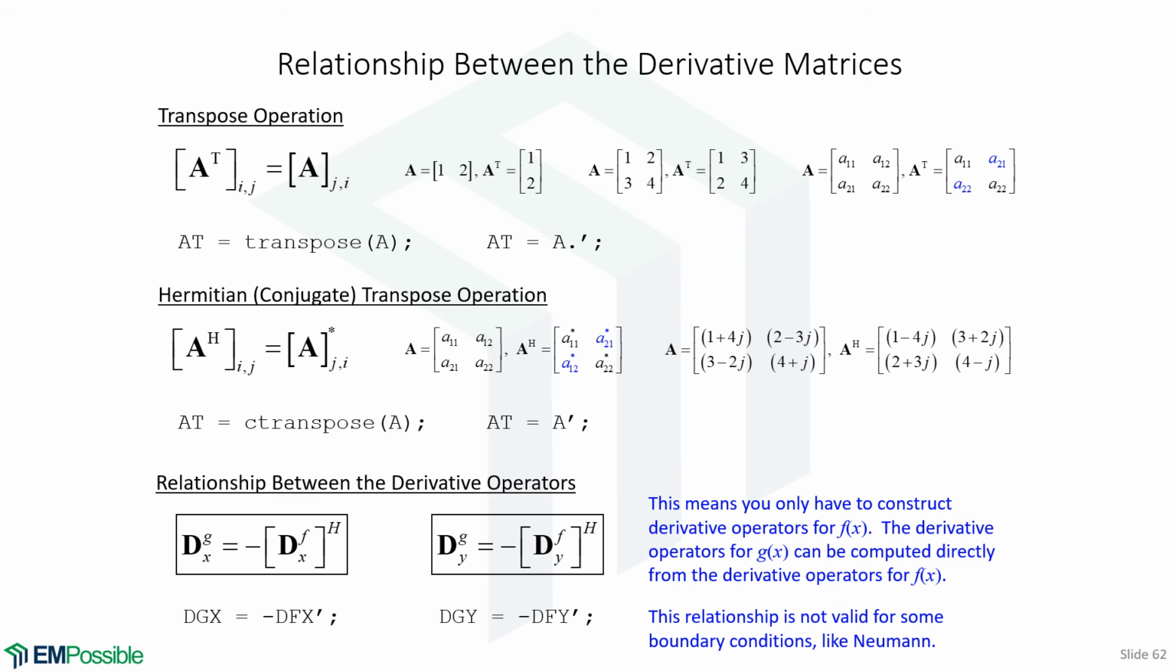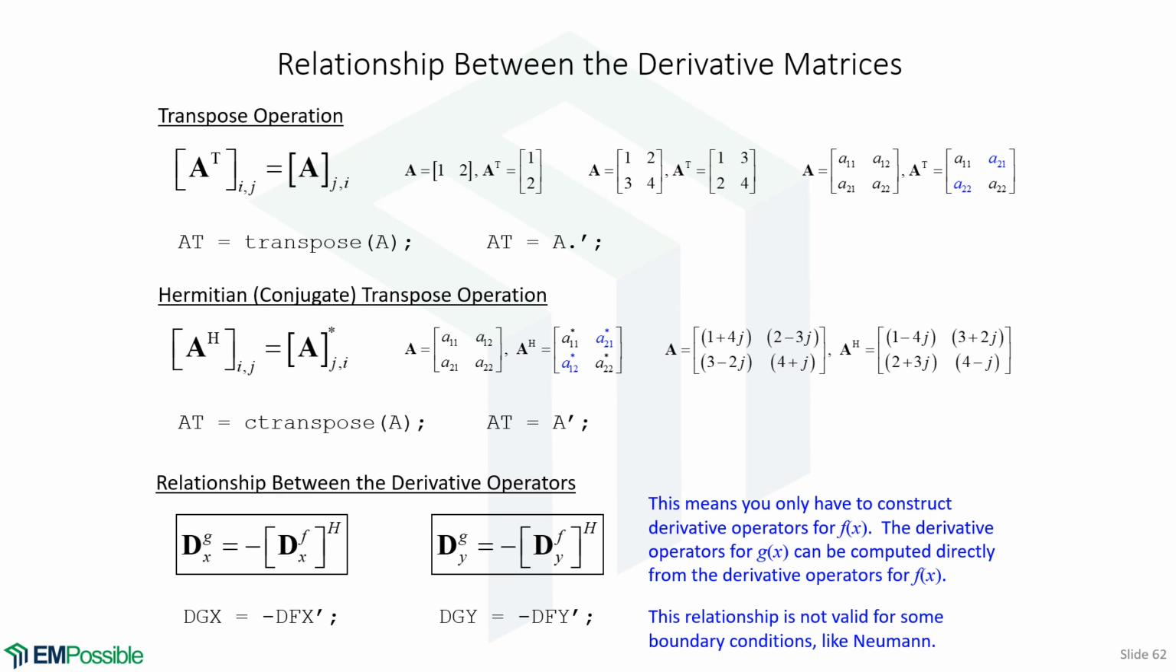And we can calculate the derivative matrices of G straight from the derivative matrices of F. It's the negative Hermitian transpose. What's cool about this is we only have to build the derivative matrices for F, and then we can just directly calculate the derivative matrices for G. That's really cool and really useful.